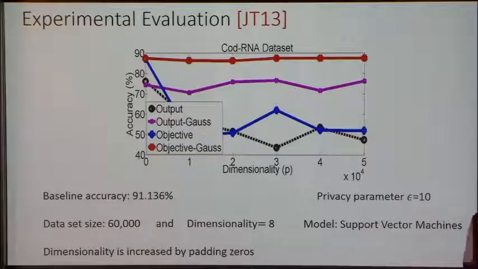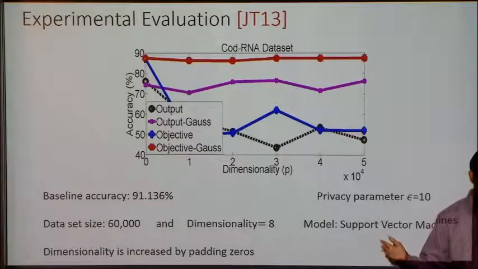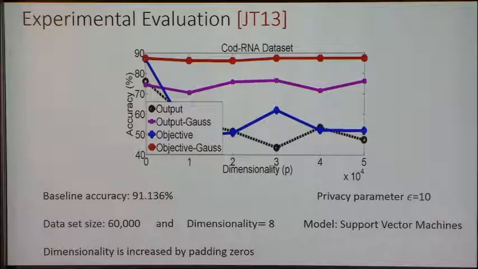Our original data set is in only 8 dimensions, but we just padded it with zeros. Just because of this padding, the original output and objective perturbation algorithms' performance decreases very sharply, whereas this Gaussian noise-based method still remains at the same level of accuracy. Another very important point to note is that there is a big difference between the performance of objective perturbation and output perturbation. The baseline accuracy is around 91%, and objective perturbation is able to achieve almost that accuracy, but output perturbation is like 15% lower than that.